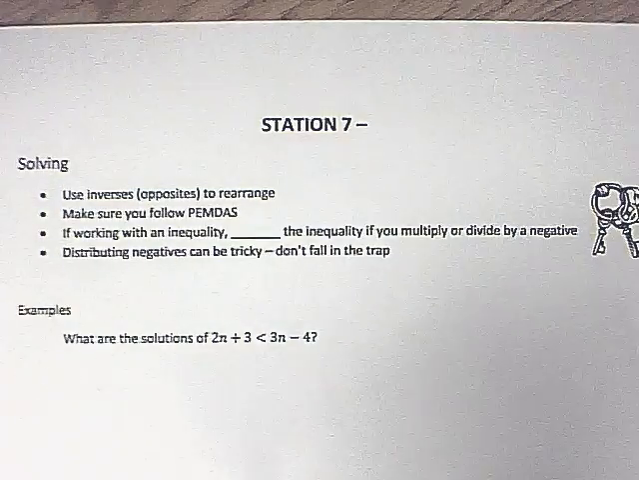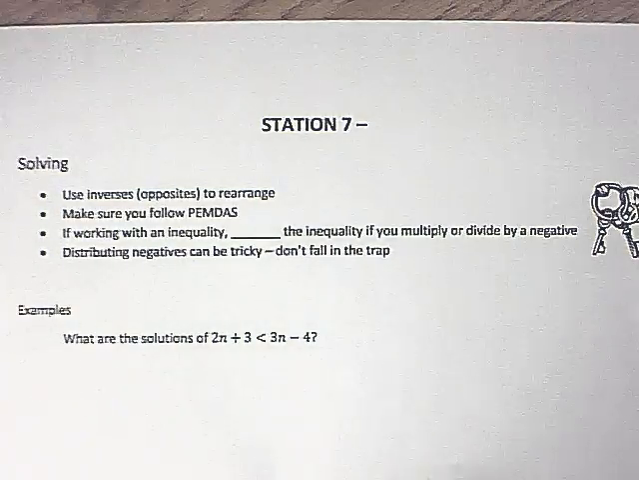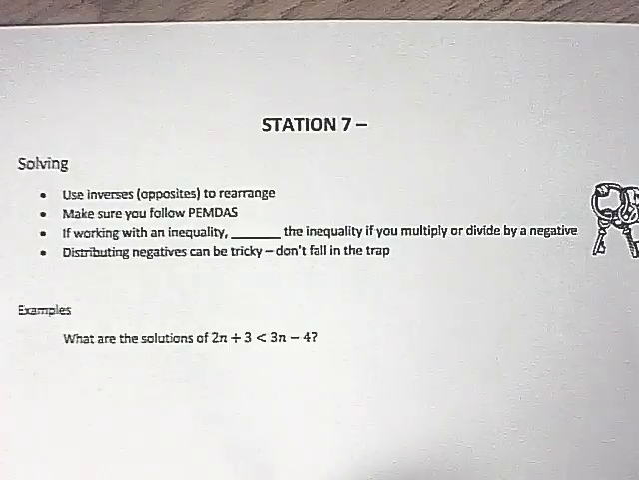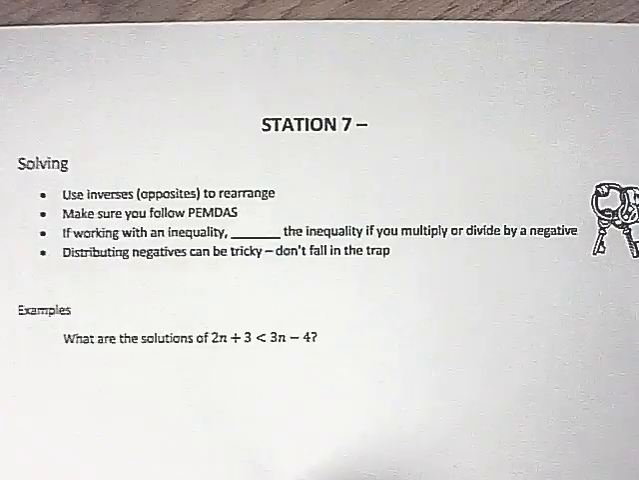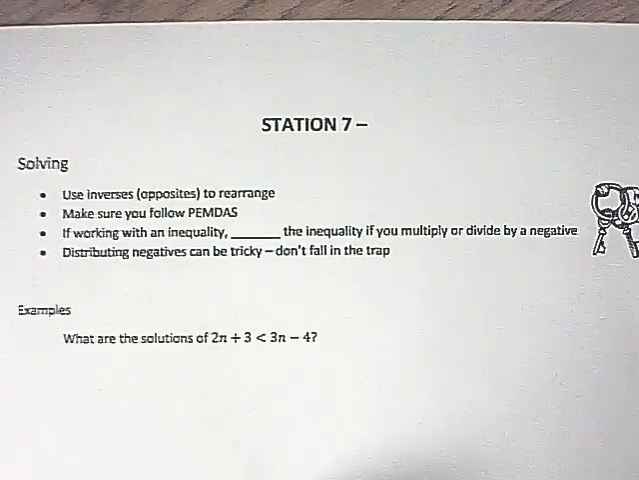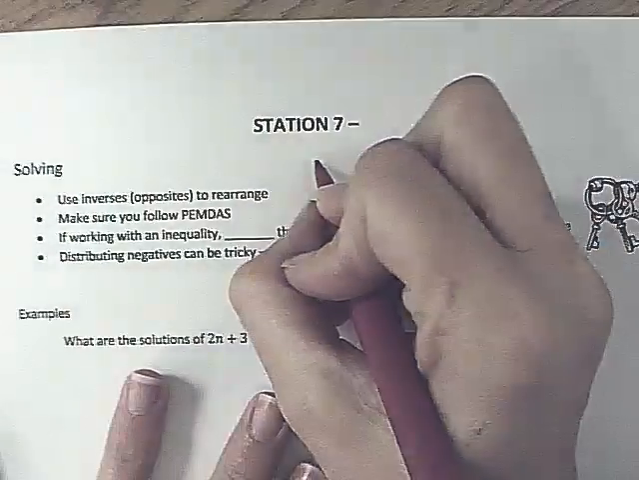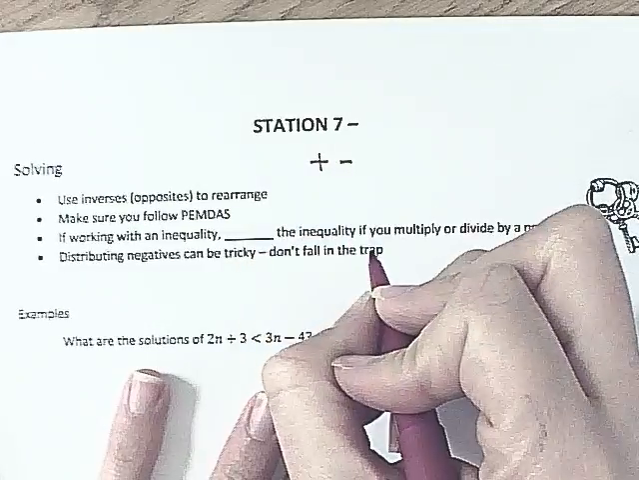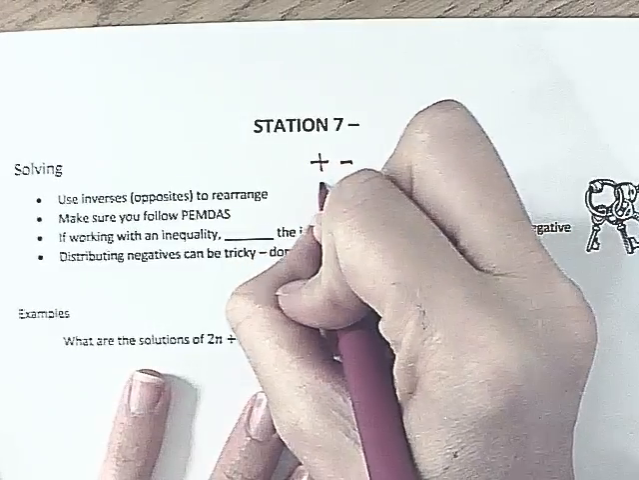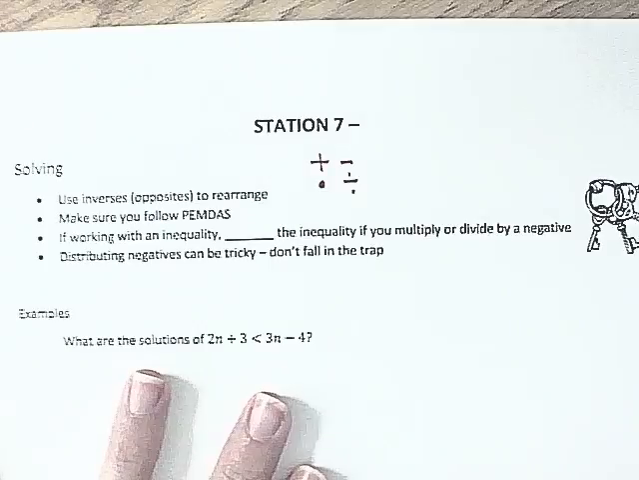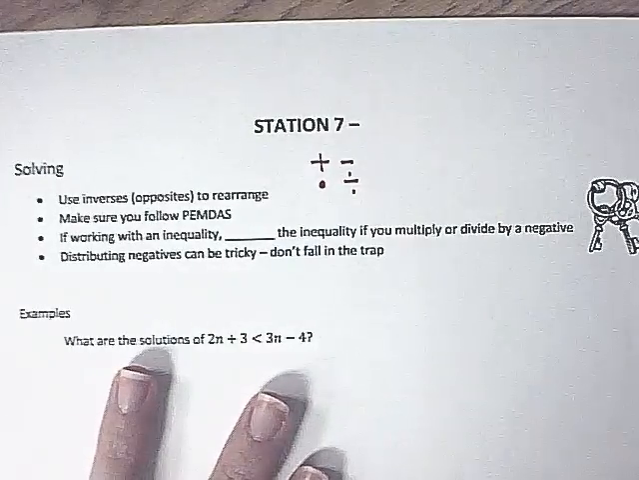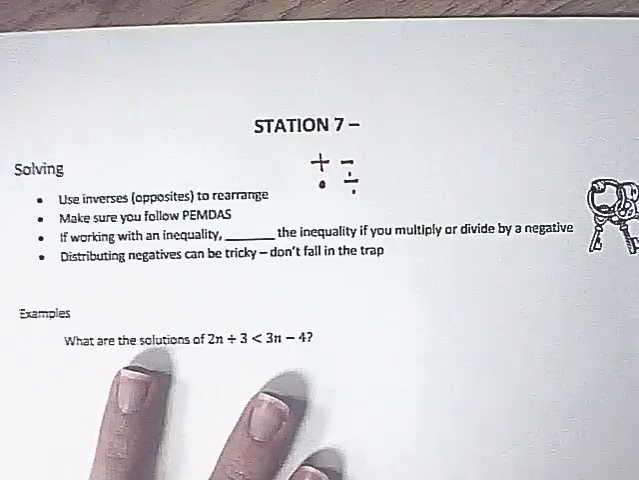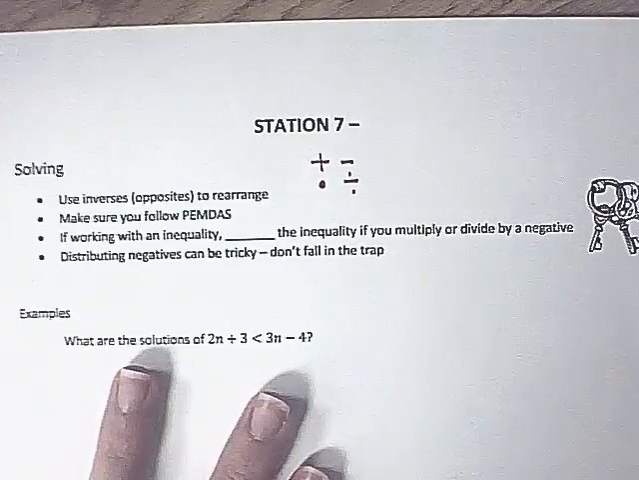Here at Station 7, we're trying to remember how to solve for one variable like n, x, y, etc. To do that, you want to be sure you use your inverses or opposites to rearrange things. You'll remember that we talked about how plus and minus are opposites of each other, or multiply and divide are also inverses. When you do this, you want to follow PEMDAS when you're simplifying one side and then reverse it to get a variable by itself.